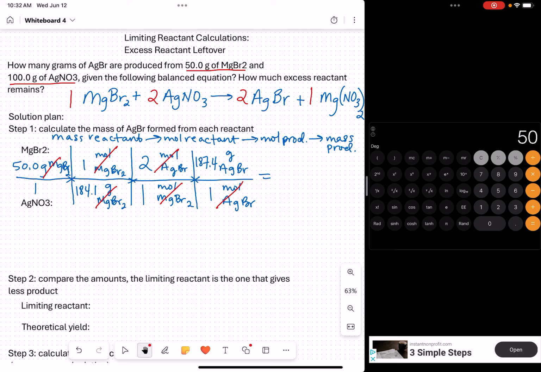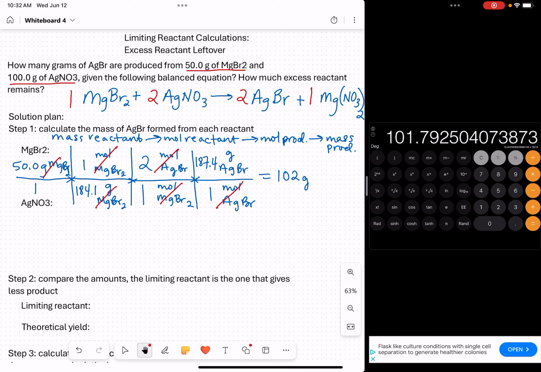So 50 grams divided by 184.1 grams gives me moles of magnesium bromide, then times 2 that gives me moles of silver bromide. Then multiplying by 187.4, that gives me grams. And I am going to keep 3 significant figures, so I'm going to round up to 102 grams of silver bromide. So that's how much we can make from 50 grams of magnesium bromide.